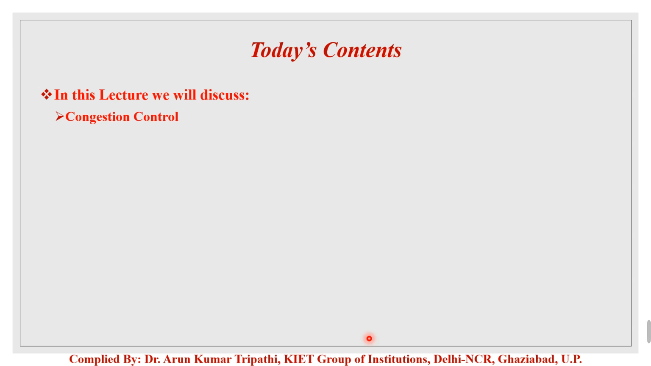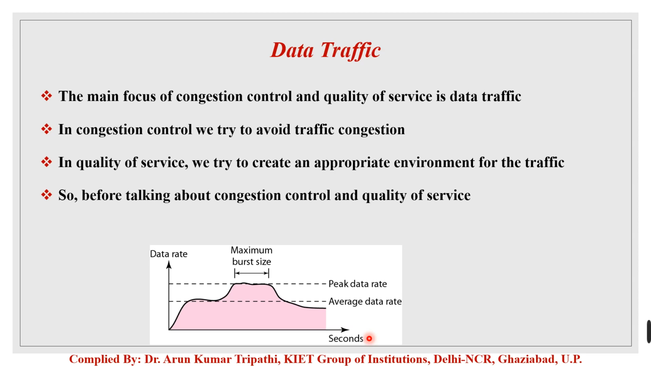So firstly, let us begin with some basic topics such as data traffic. Data traffic, basically the data traveling on the network, is known as data traffic. There may be a number of sources and a number of destinations or receivers. Between these senders and receivers, the data is traveling from one part to another part. So that is known as data traffic.